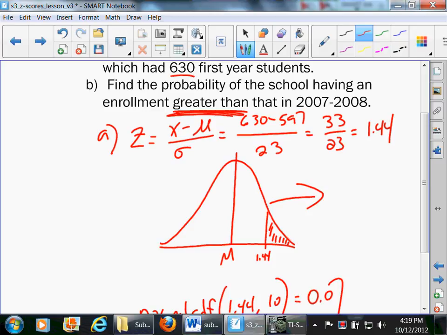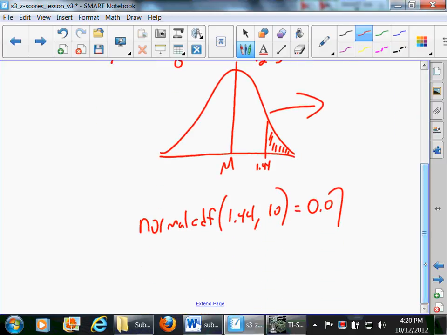Okay? And remember that the entire area under the curve adds up to 1. So if it was less than, we'd expect it would be about 93%, or 0.93. Okay? Because that's the opposite of greater than. Okay. So now we have normal CDF as a tool in our tool chest to solve these questions.